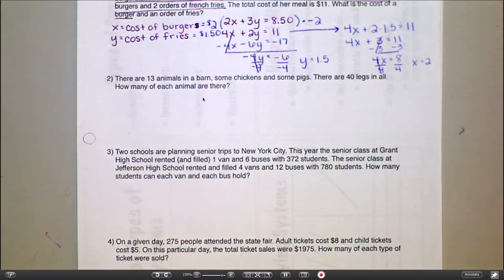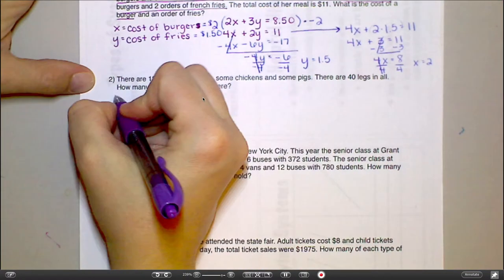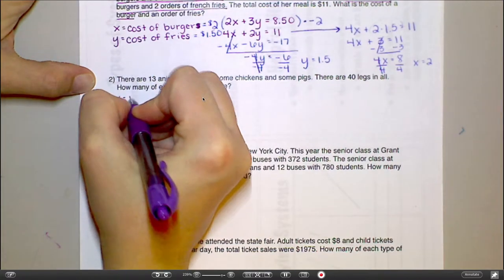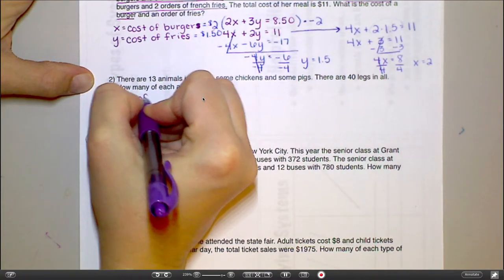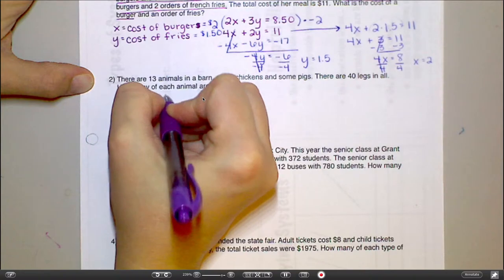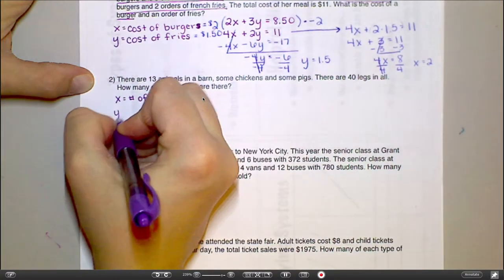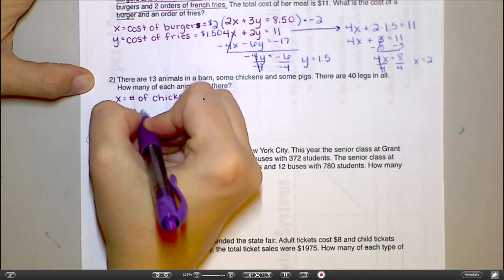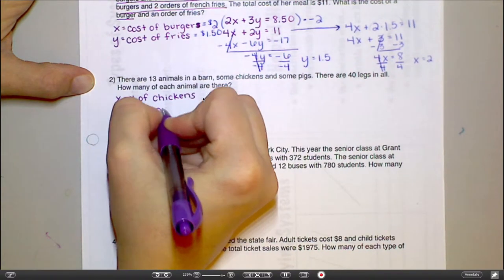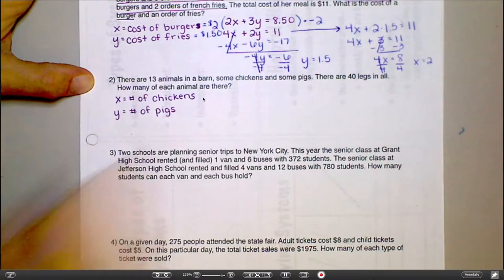All right, what are our variables going to be here? Chickens, pigs. Number of chickens and number of pigs, right? So X is going to be my number of chickens, and Y is going to be my number of pigs.